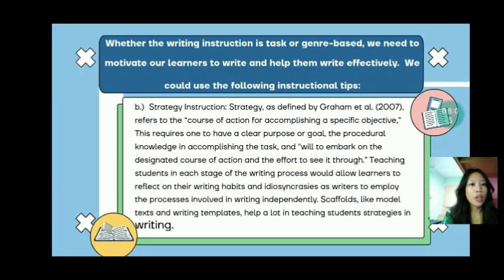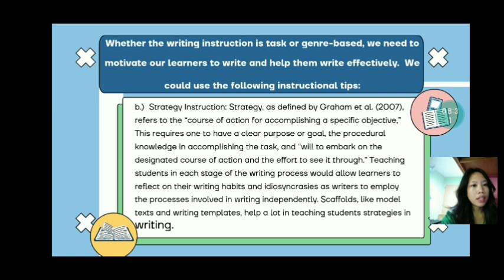Second is strategy instruction. Strategy, as defined by Graham et al. 2007, refers to the course of action for accomplishing a specific objective. This requires one to have a clear purpose or goal, the procedural knowledge in accomplishing the task, and a will to embark on the designated course of action and the effort to see it through.